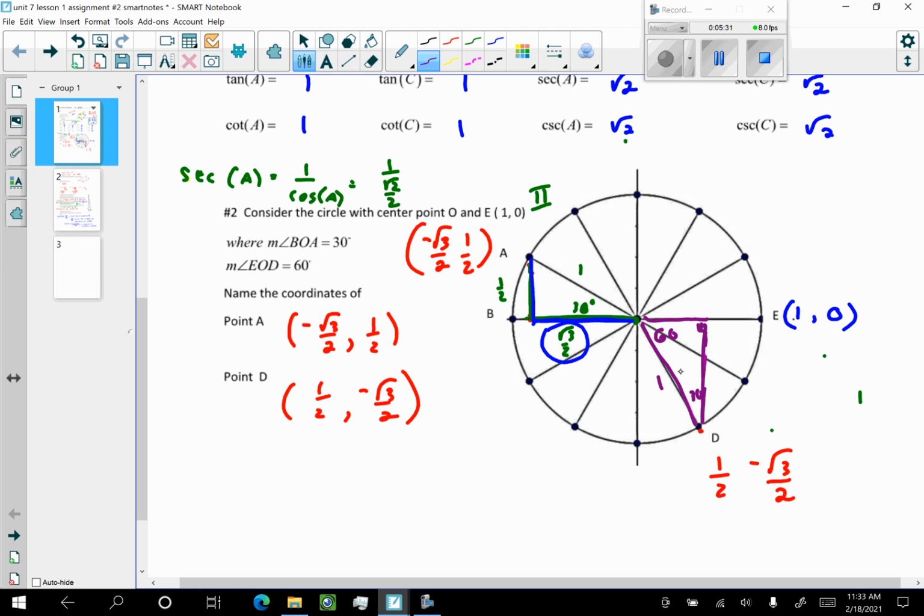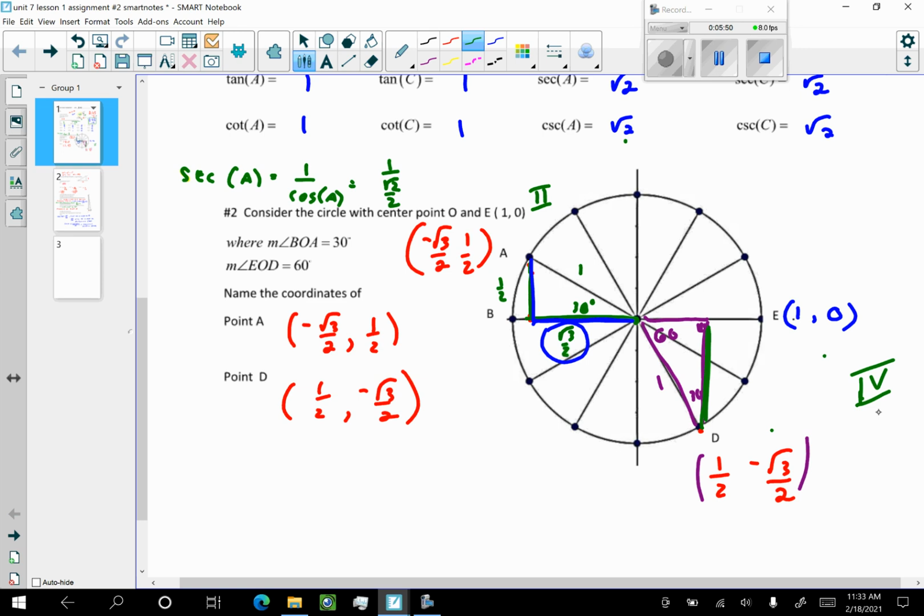Okay, where the hypotenuse is 1. And what do I know? Short leg is 1/2. This distance here is square root of 3 over 2. But since I'm in quadrant 4, the y's will be negative. All right? So easy enough.